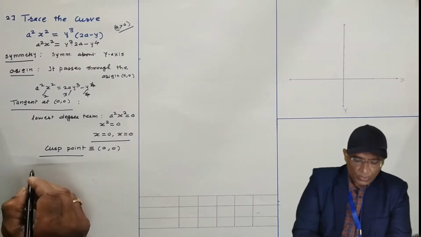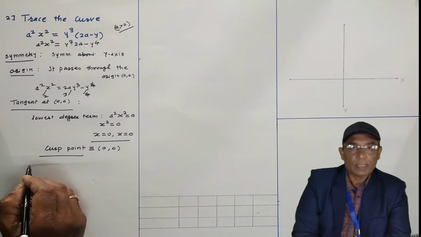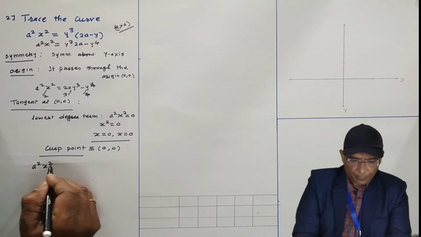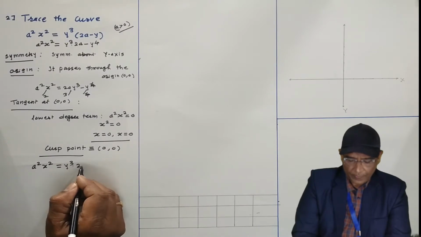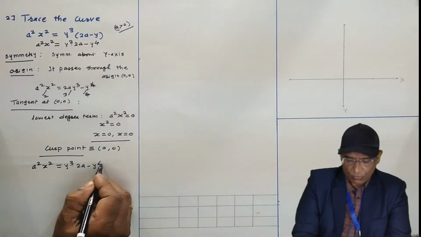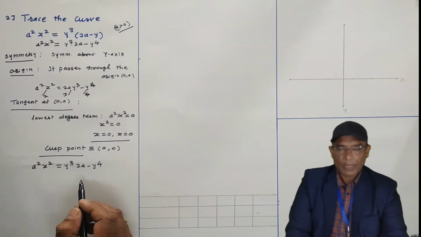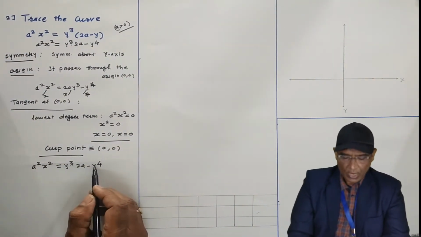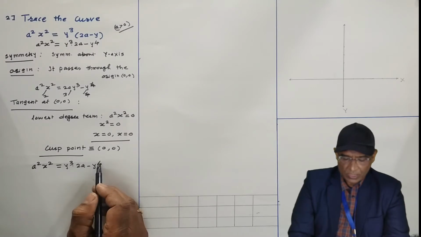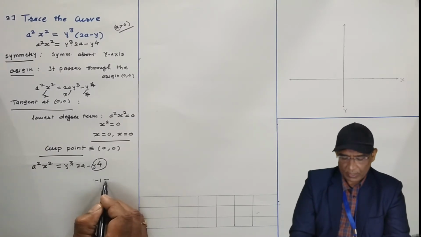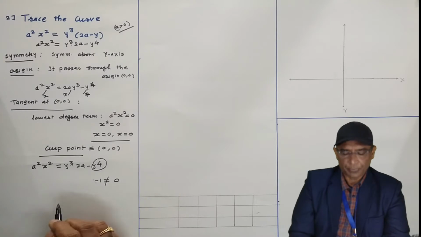because at the origin there are two same tangents, x = 0 and x = 0. Now you try to check the asymptote, whether the curve has an asymptote or not. So this curve is y³(2a − y), that is y to the power 4. This curve has no asymptote. Why? Because the highest power term in y has a constant coefficient, and that cannot be equated to 0. You cannot equate this −1 to 0.